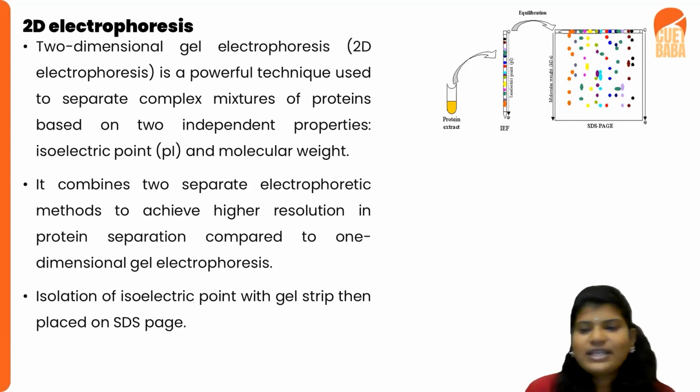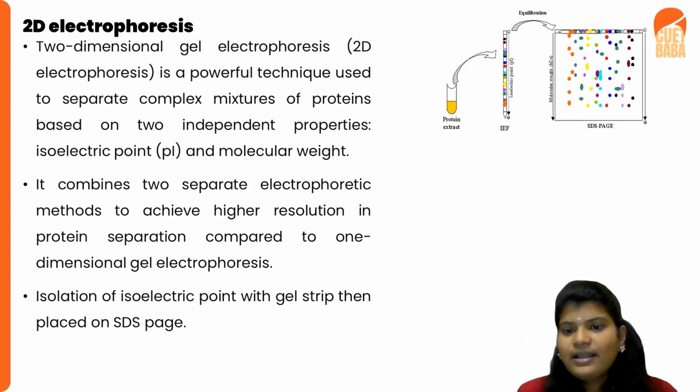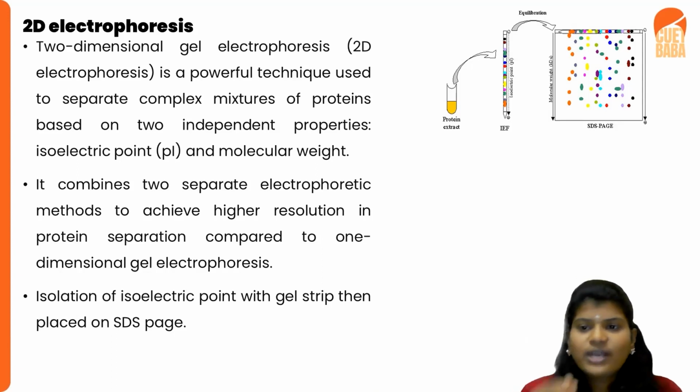After separation, you can see the diagram. The protein extract, they have inserted a strip called IEF, which is coated with gel. Based on the isoelectric point, the pH, the colors represent the protein separation. The protein has to be separated. After that, the first dimension is over.